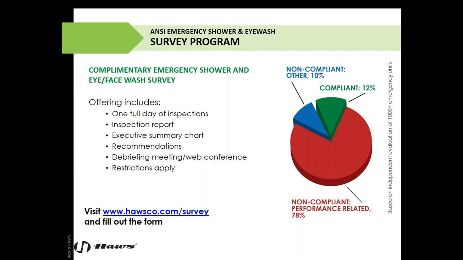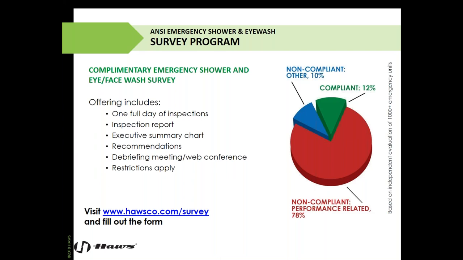I want to talk about our survey program here at Haas. This is a program I oversee personally. I want to bring up the chart on the right-hand side of the screen. This is based on real data. It was an evaluation of over 1,000 emergency units, and continuing, we've surveyed so many sites, it's just amazing what comes back. Now, you're going to notice that a certain slice of that pie is compliant, 12%. It's a staggeringly low number.